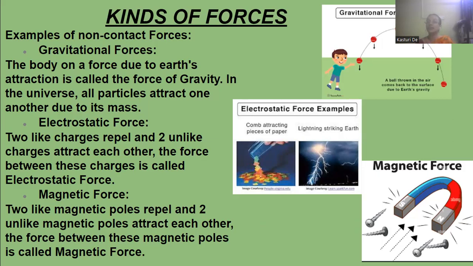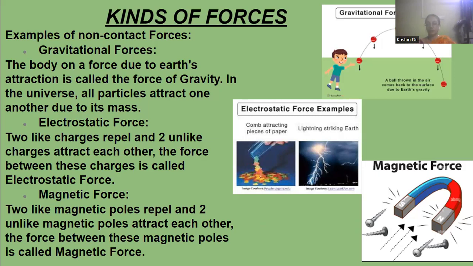Or we can see lightning striking the earth. This is also due to electrostatic force. Lightning is occurring in the sky, so why is it coming down to earth? There is also some electrostatic force factor. These kinds of forces are known as electrostatic force. There is some static electricity being produced, which creates a force.